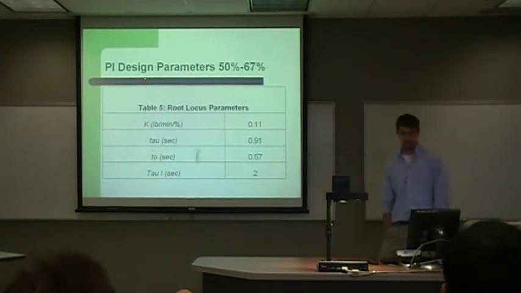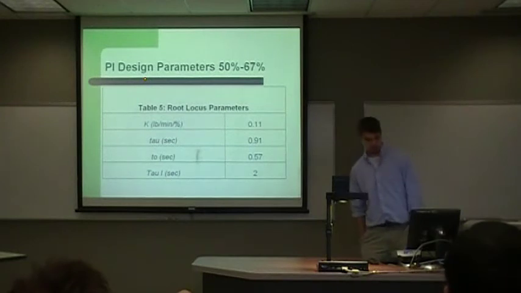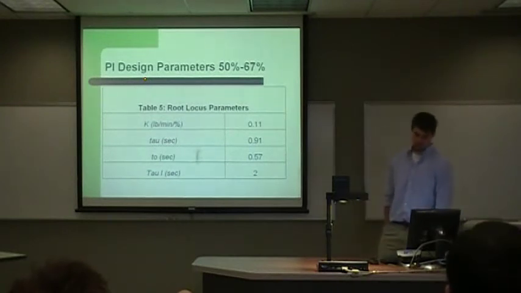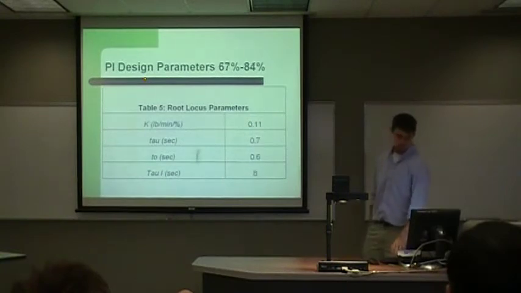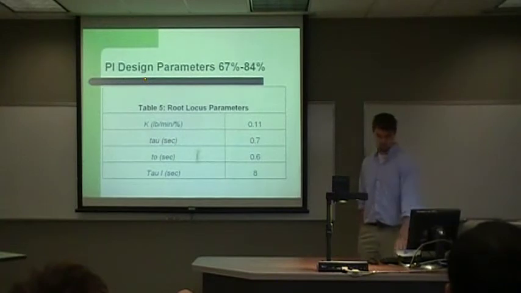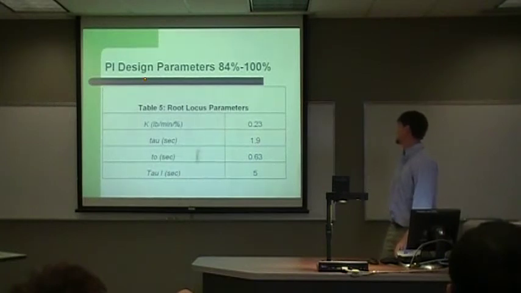And here are our PI design parameters. For 50 to 67%, our K is 0.11, tau is 0.91 seconds, P naught 0.57, tau I is 2 seconds. 67 to 84: 0.11, 0.7, 0.6, and 8. 84 to 100: 0.23, 1.9, 0.63, 5.